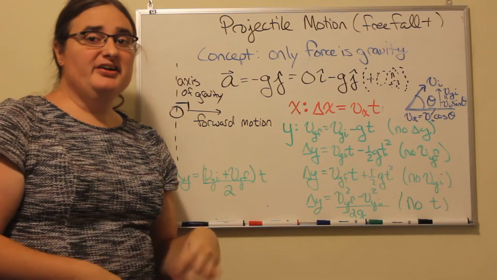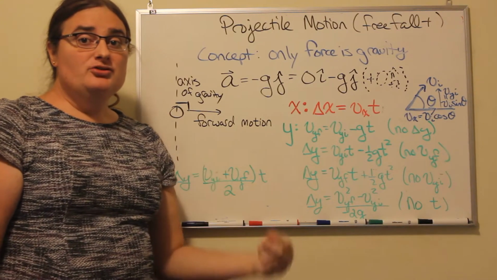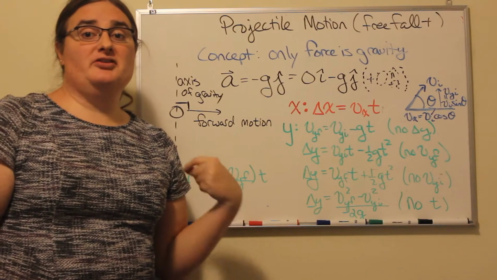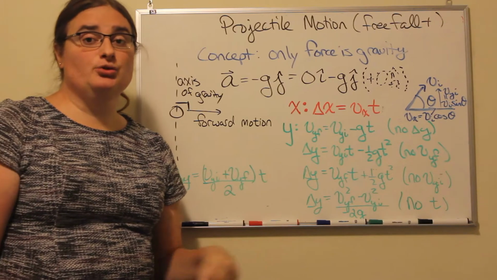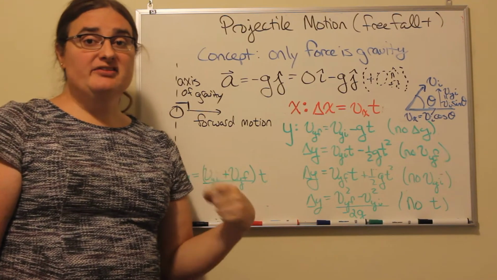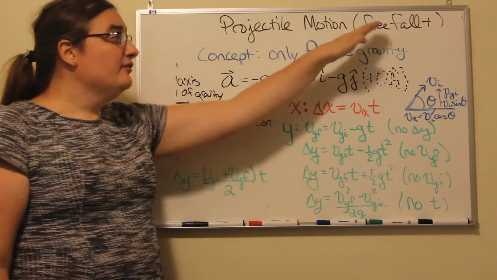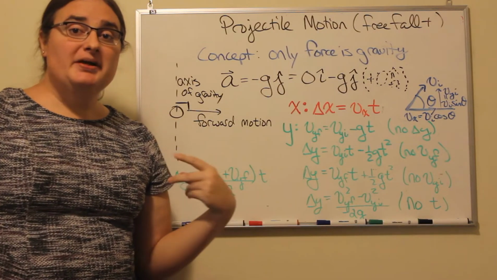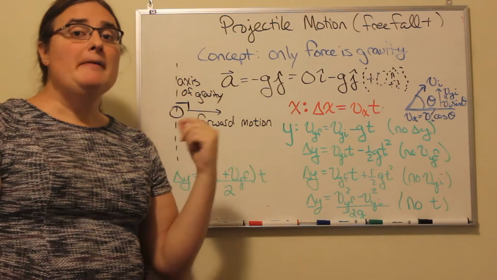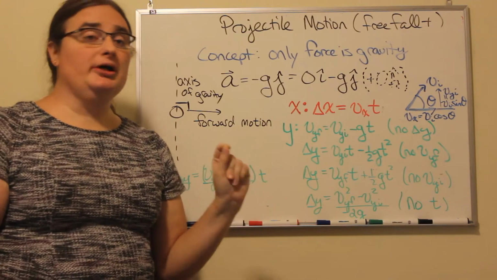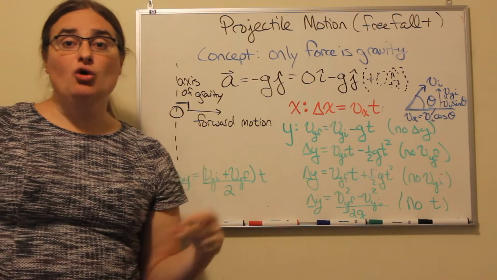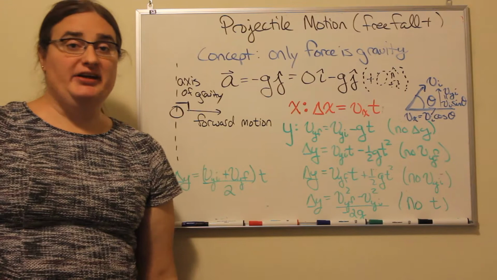Hi, I want to talk about the two-dimensional motion problem that we're going to spend the most time discussing in this course, and that's the case of projectile motion. And I think of projectile motion as free fall plus, because the conditions are exactly the same as free fall, but we get one more component. And in free fall, our fundamental concept is that the only force is gravity.